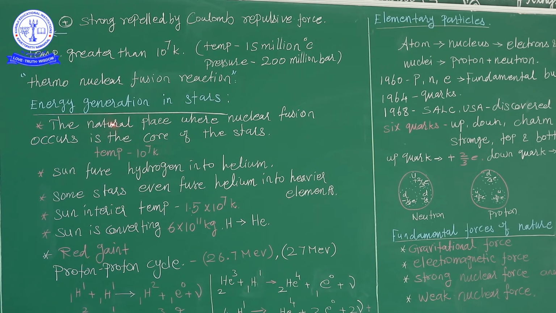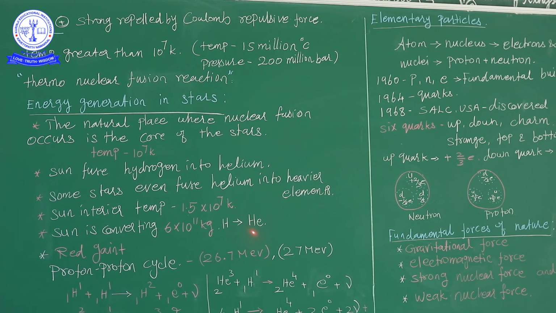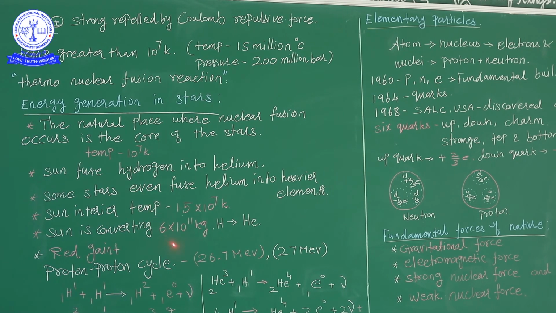So only in stars. The sun is one of the stars, and its interior temperature is 10 to the power of 7 Kelvin. The sun is converting 6 into 10 to the power of 11 kilograms of hydrogen into helium every second. So is this nuclear fusion process possible on our earth? No, not at all.